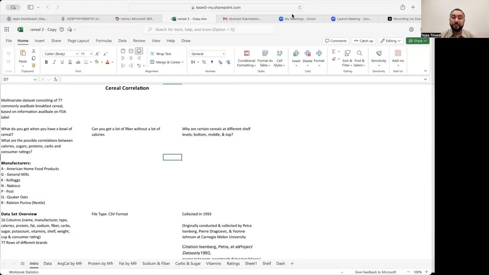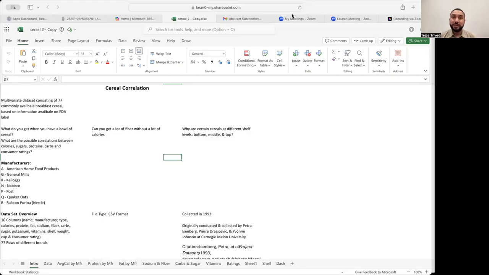The data set itself has 16 columns, including the name, the manufacturer, the type, calories and protein as well, along with 77 rows of different brands. It's already in a CSV format because that is the most streamlined. It has been cleaned up, including some of the decimal points, to transition to the pivot tables that we're going to explore.